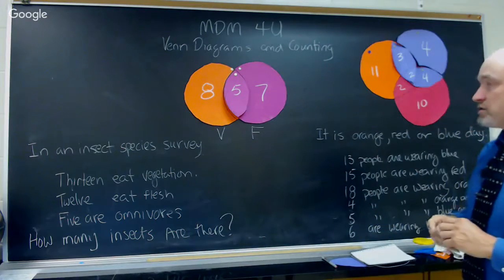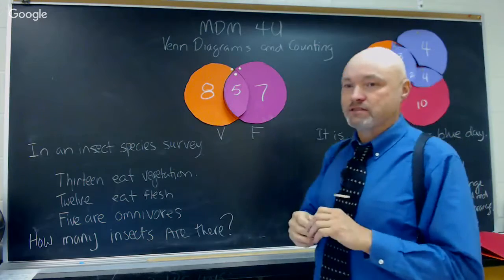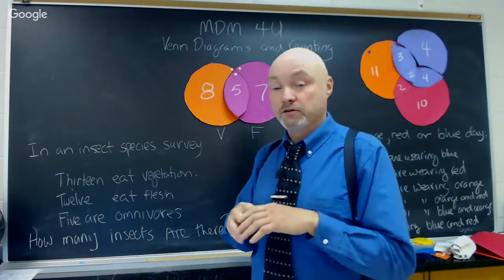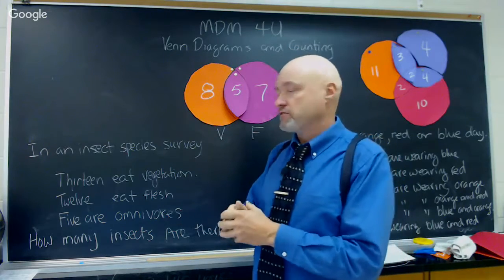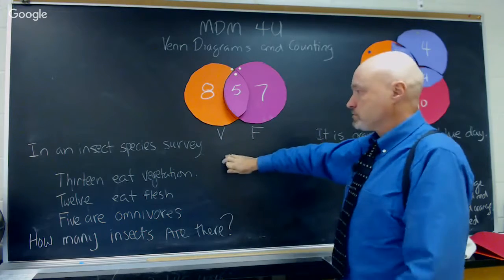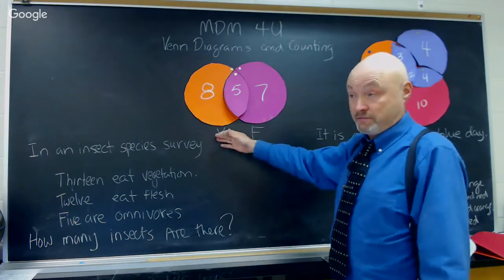Okay, so we're going to be looking at Venn diagrams and counting. Venn diagrams are a convenient way for looking at sets, which are collections of things that have similar properties. Here we are. We've done an insect species survey.